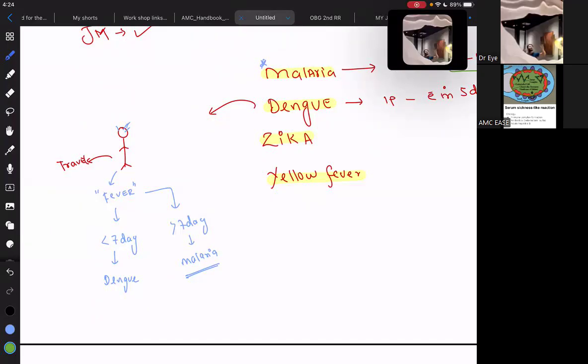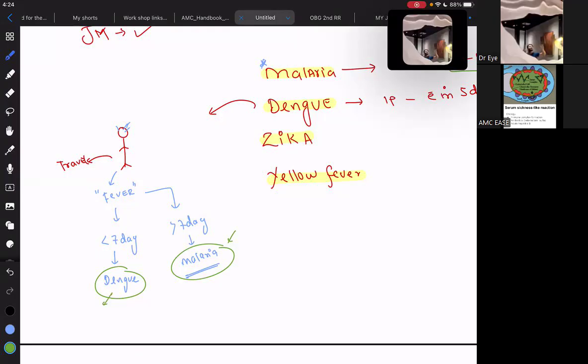If he says it has been there for the last 5 days from the time of travel, then it is a case of dengue. If he says it started after 7 days of travel, then it is a case of malaria. Please remember that.